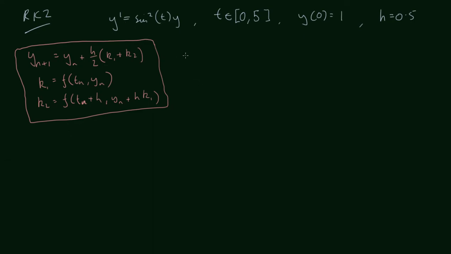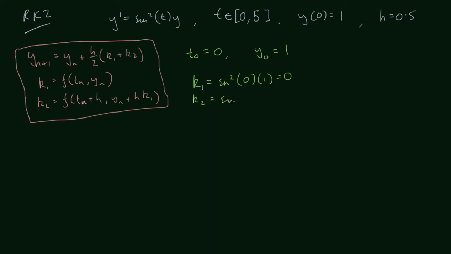For step 1, we know that t0 is the lower bound of t, which is 0, and we also know that y0 is 1. So we calculate our first stage, which is k1. We use the function f of t, y, which is sine squared t times y. So we have sine squared of t, which in our case is 0, multiplied by y0, which is 1. So that just gives us k1 equal to 0.